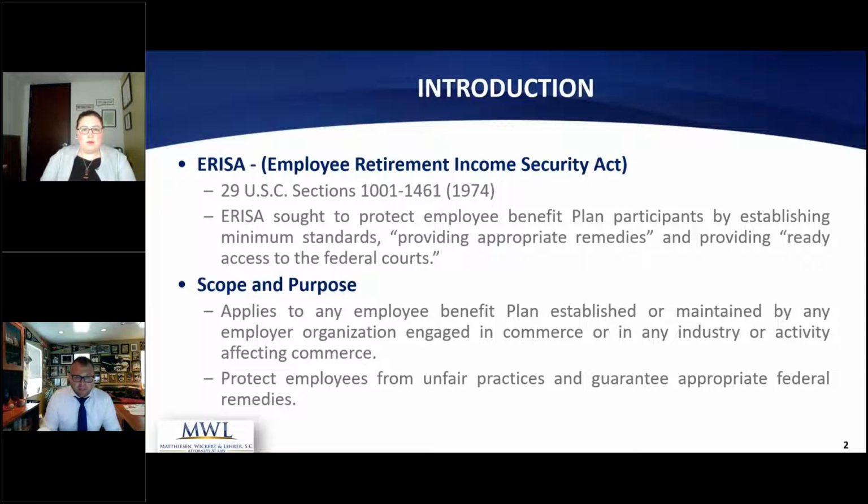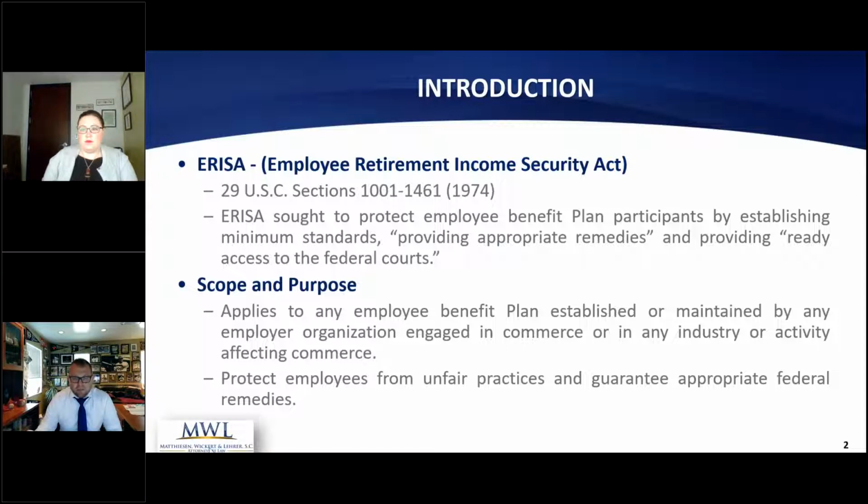So, just to begin, let's start off with what the heck ERISA is. It refers to the Employee Retirement Income Security Act. It's a federal law that was passed in 1974, and it basically governs how employers provide benefits to employees.